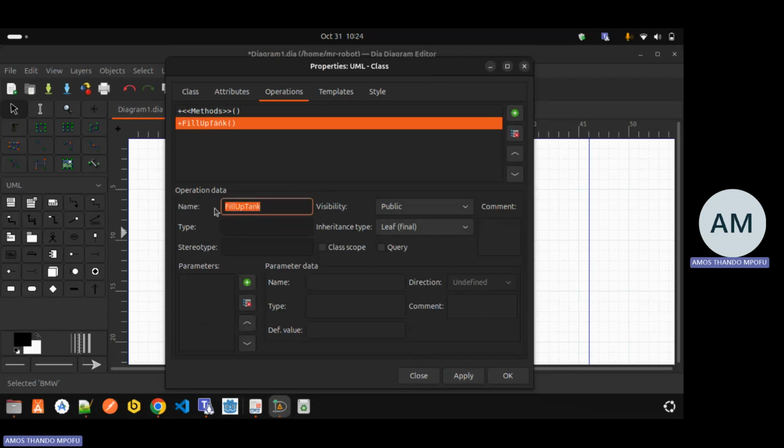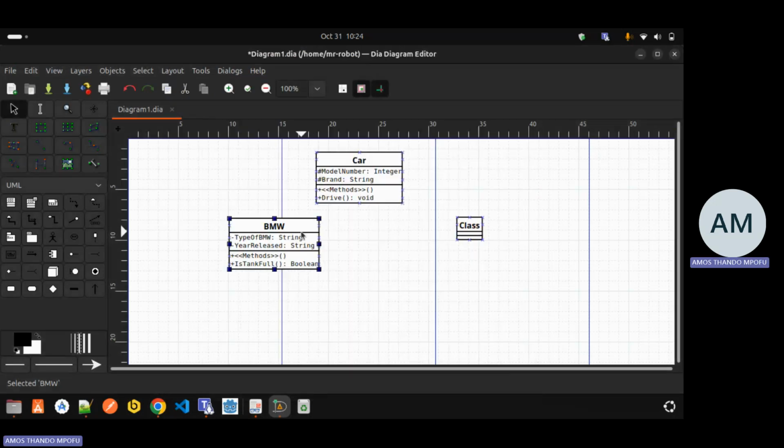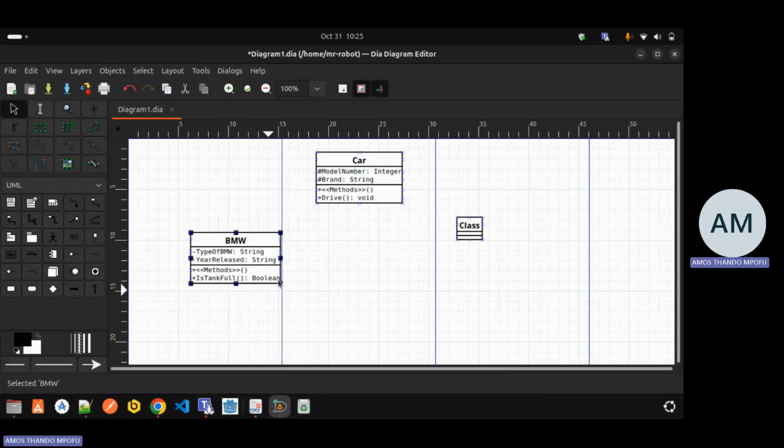Or just say is tank full? You can just make it an attribute, right? I'll create a function called is tank full, which checks if the tank is full, meaning should I pour more petrol and things like that. That was too much for my brain. But yeah, so we have something here: what type of BMW it is, then the year released, and then the method is tank full.